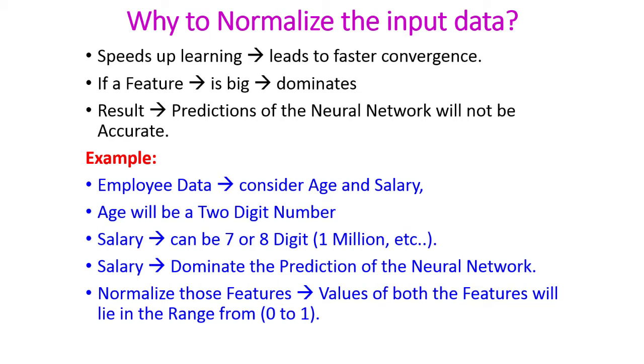Consider an example. In case of employee data, if we consider age and salary, age will be a 2-digit number, while salary can be a 7 to 8-digit number if we consider it in millions. In that case, salary will be dominating the prediction of the neural network. But if we normalize, values of both the features will lie in the range from 0 to 1.